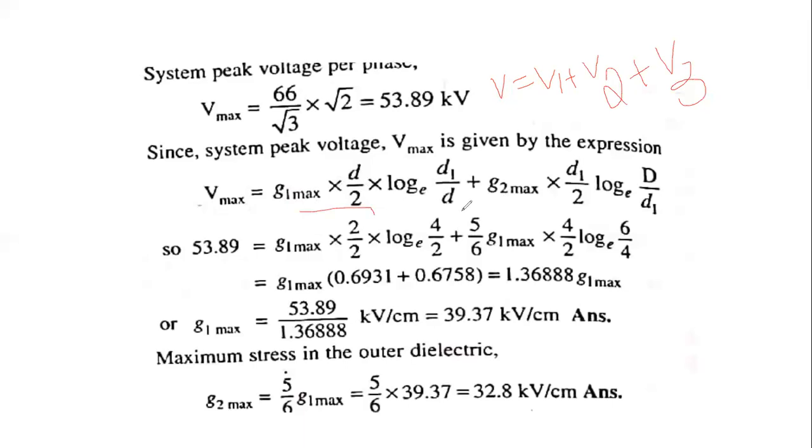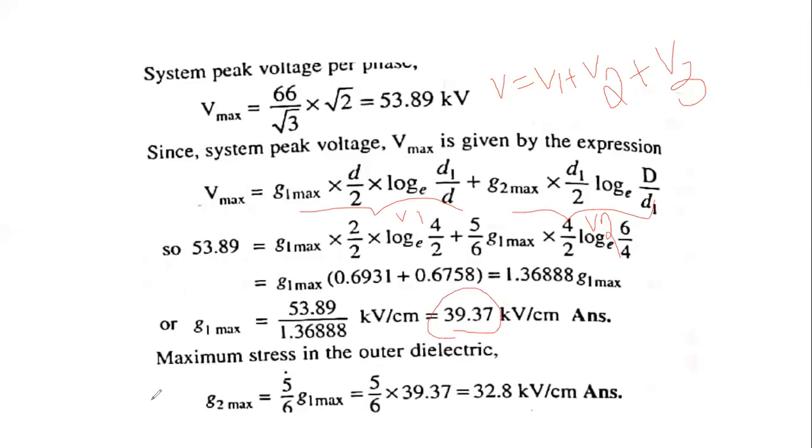This is the V1 and this is the V2. Then we obtain the G1 max. What is the G1 max? That is equal to 39.37 kilovolts.